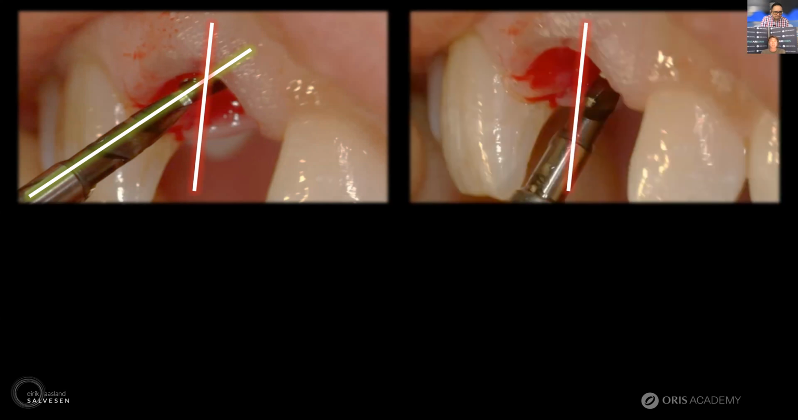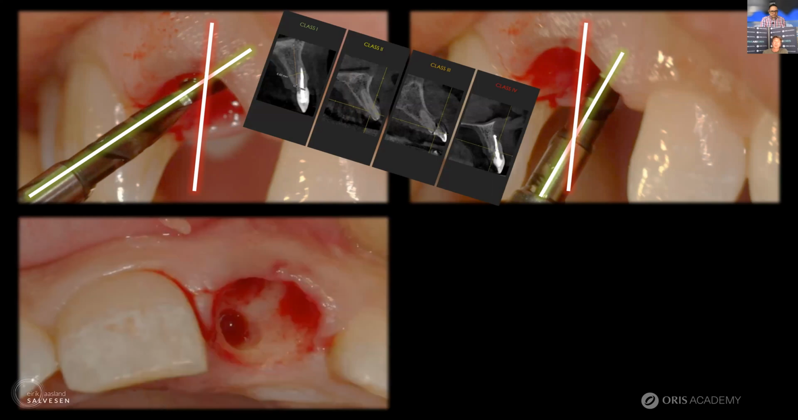So we're changing direction of the drill, but we need to get into that palatal bone to make sure that we're getting it. That's why if you did this on a class 4, your drill would be in the palate. If you did it on a class 3, your drill would be in the palate. So you need to know if it's a class 1, 2, 3, or 4. That's why we need this information.